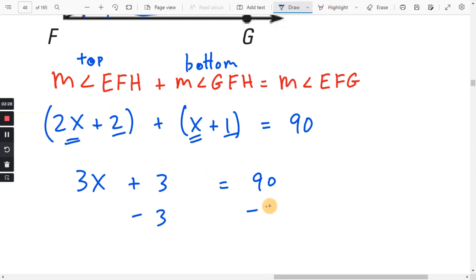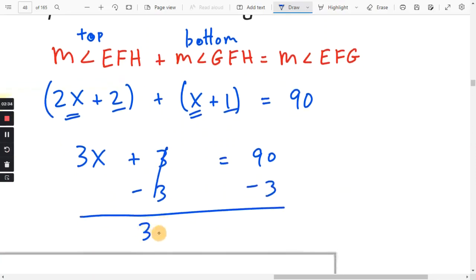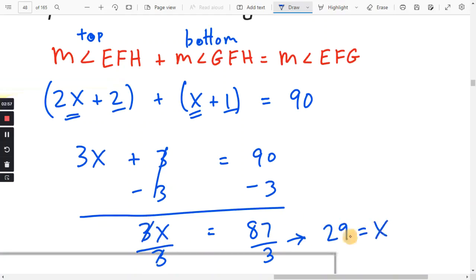Minus 3 on both sides. The 3's cancel, and we have 3x equals 87. Okay, solving for x, you divide both sides by 3. 3 into 8 goes 2 times, carry the 2. 3 into 27 goes 9 times. And of course, the 3's cancel. So we're just left with x.